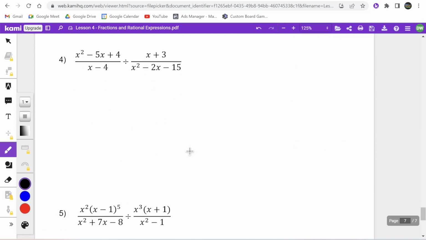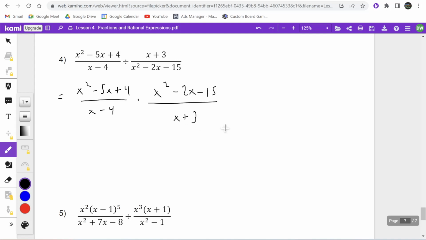So the very first thing I do before I do any math is I'm going to rewrite this as (x squared minus 5x plus 4) over (x minus 4) times the reciprocal, (x squared minus 2x minus 15) divided by (x plus 3). I just turned division into multiplication and I flipped them. That's it. Now the next thing I need to do is factor the two x squared things.